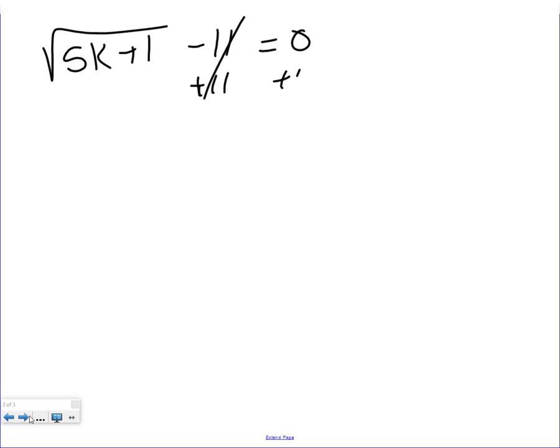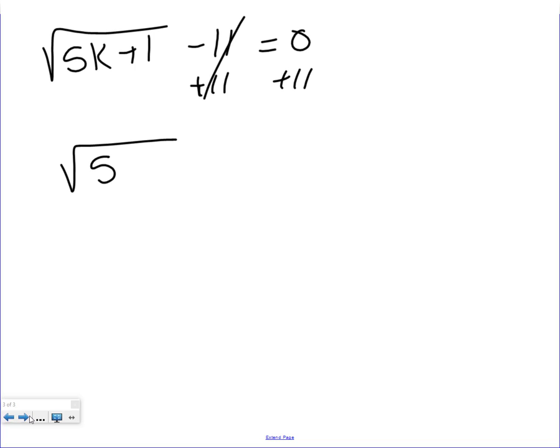This one is the square root of 5k plus 1. Underneath that radical, or square root, however you want to talk about it, minus 11 is outside of it, and then it's equal to 0. Remember that in the beginning I told you that all of the numbers that are not under the radical need to be on the other side. So I need to move this 11 to the other side.